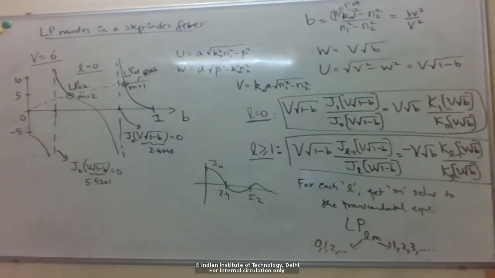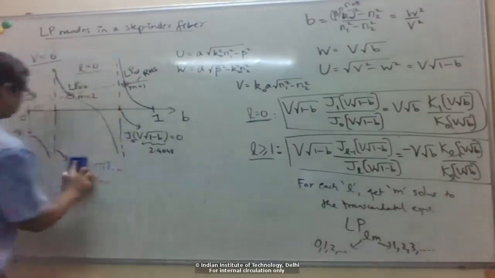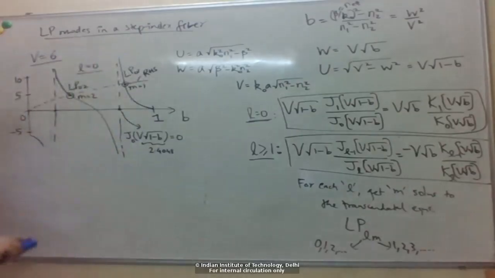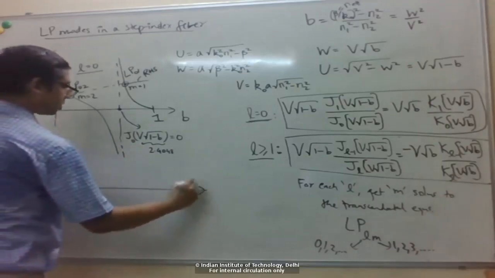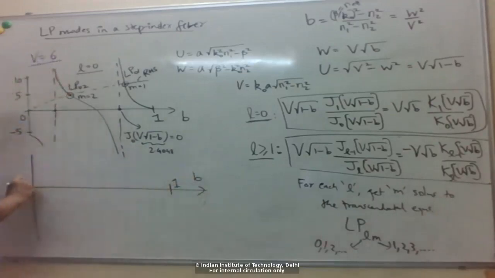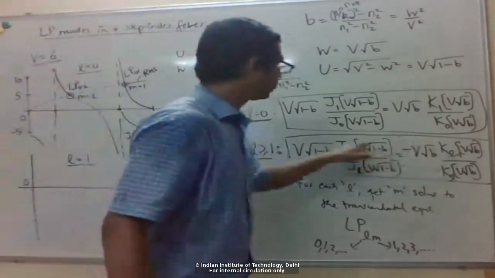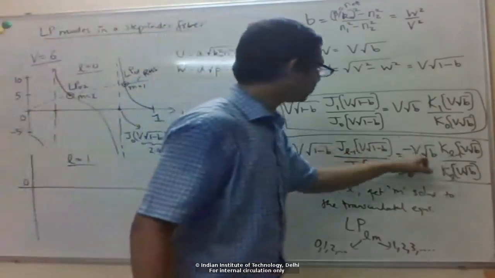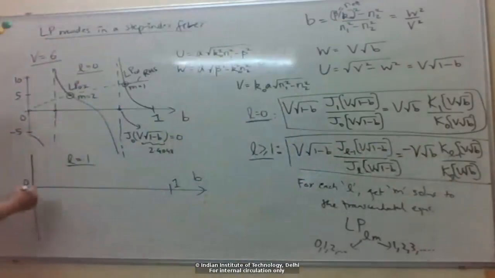Okay, we can do a similar exercise for other L values, right? So now, for example, we can do the same thing for L equal to 1. So this is L equal to 1. For L equal to 1, we use this equation. And so now the right hand side has a minus sign here. Okay, so that means it basically is negative values. So it looks like this.